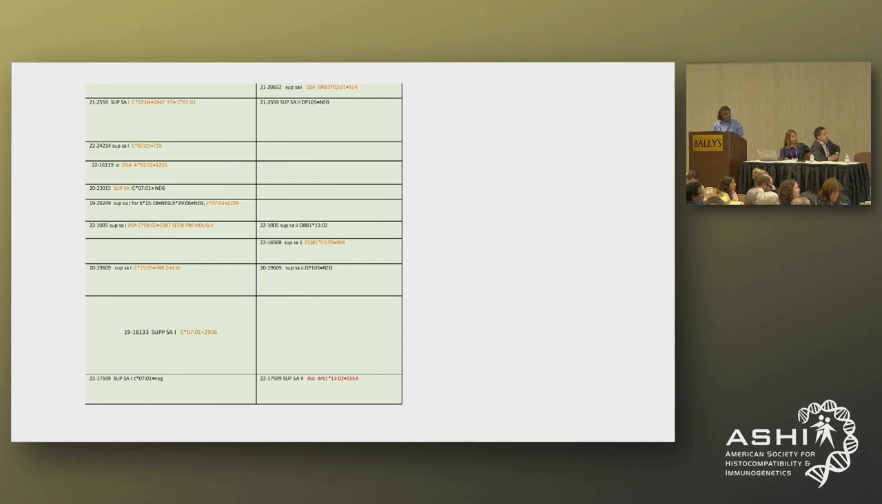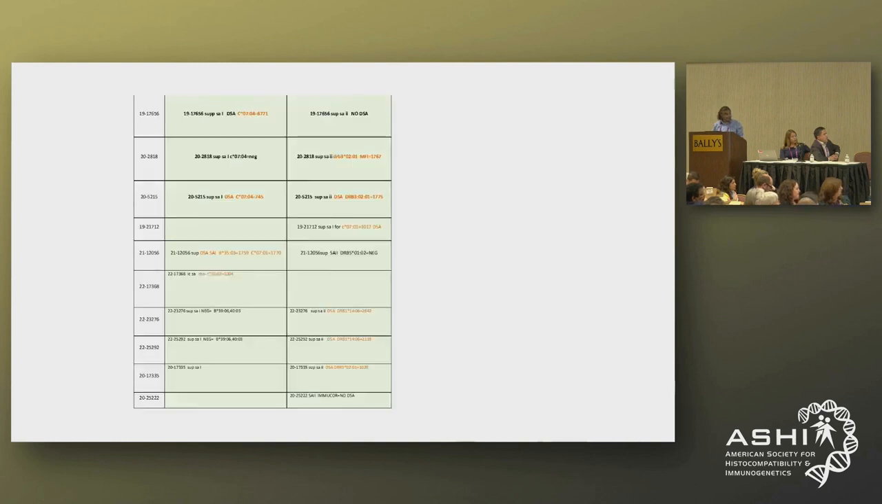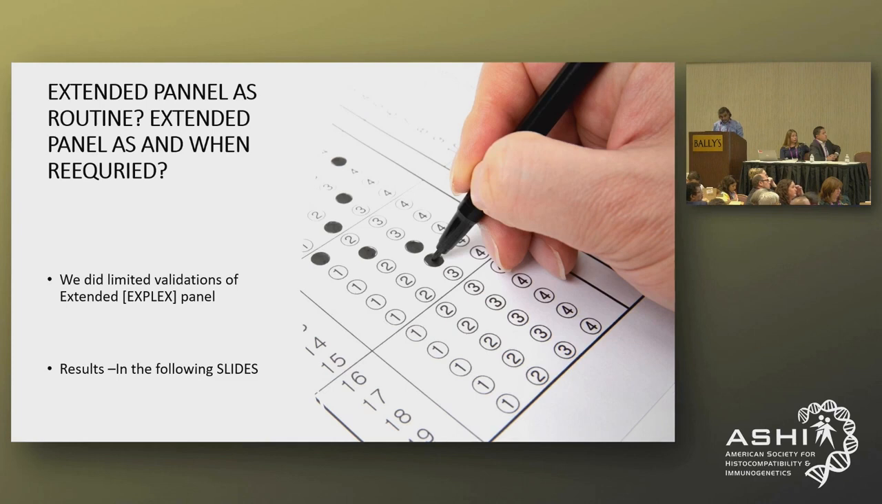Here again, these are a few cases which I'm just showing. We were able to detect, in several patients post-transplant, antibodies towards rare alleles which are seen only in the supplemental class 1 or class 2.